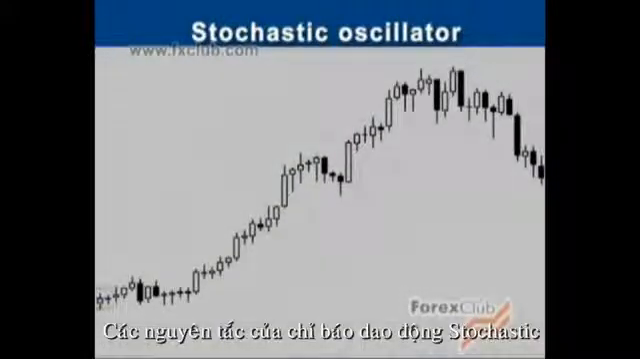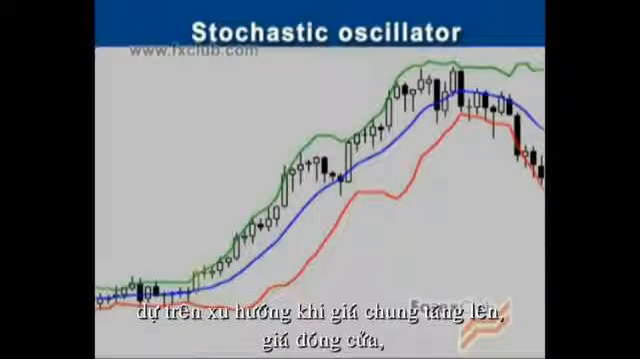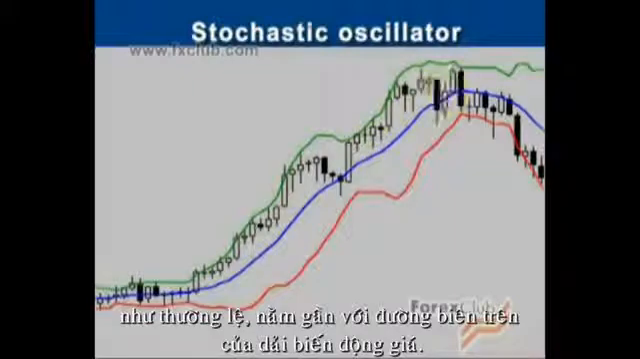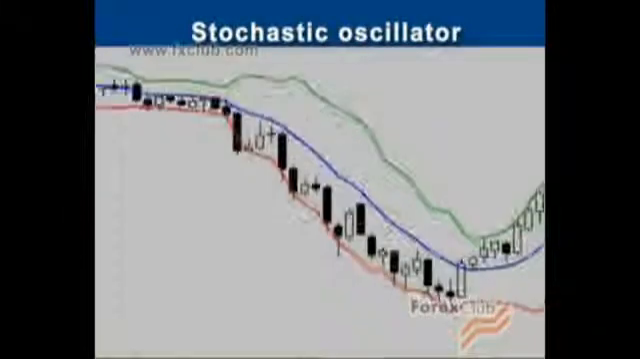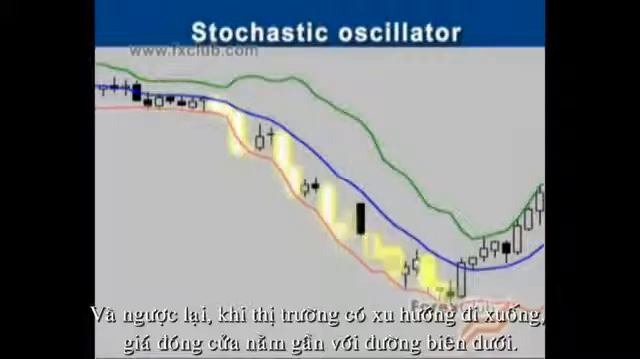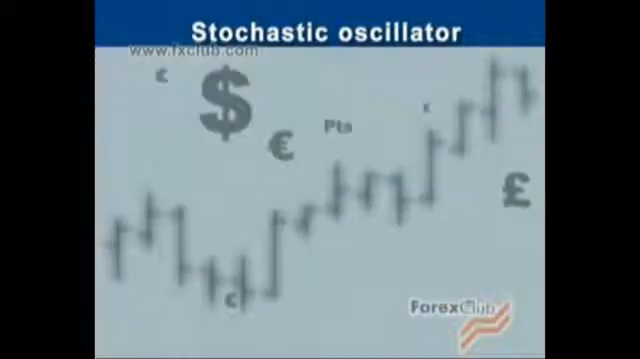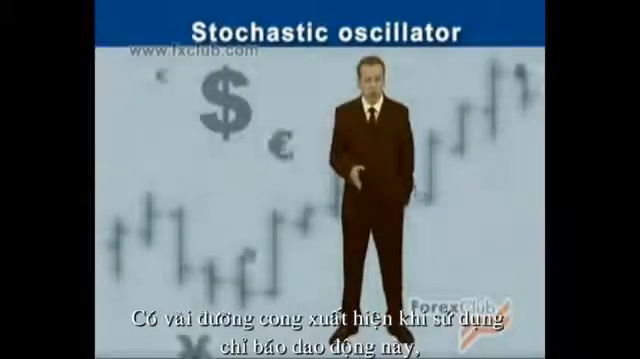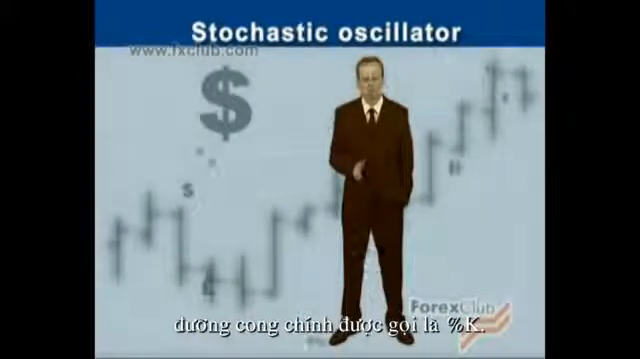The principle of the stochastic oscillator is based on the tendency that, with a general price rise, closing prices as a rule converge to the upper boundary of the price range. And vice versa, when there is a downtrend on the market, they converge to the lower boundary. Several curves are used in this oscillator. The main curve is called percentage K.